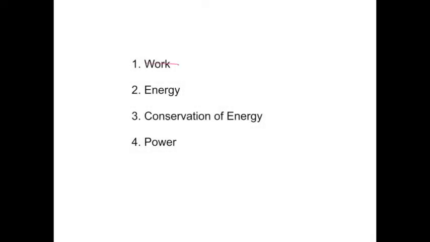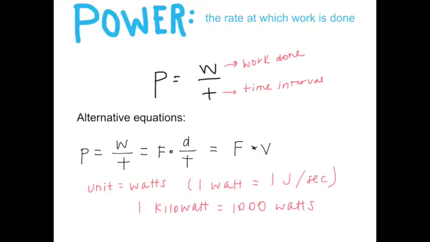We've covered work, energy, and the conservation of energy. Now we're on to section 4, which is power. Power is defined as the rate at which work is done. In other words, P, or power, equals work done over the time interval during which that work is performed. So let's look at some other equations that will help us to calculate power later on.